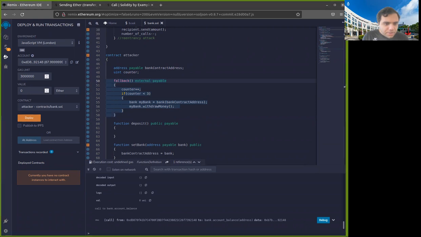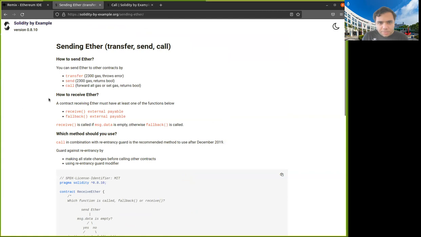Okay, another question is, what if send fails? Okay, so it depends on how you actually send the money. You can look at this webpage for some examples of the different ways that we can send money to a smart contract. So if you use transfer to send the money and it fails, it will just throw an error. And you can also have try and catch and things like that, where you can do error handling in your contracts. But if you don't do error handling and there is an error, the transaction will just get reverted. So that's what happens with transfer.